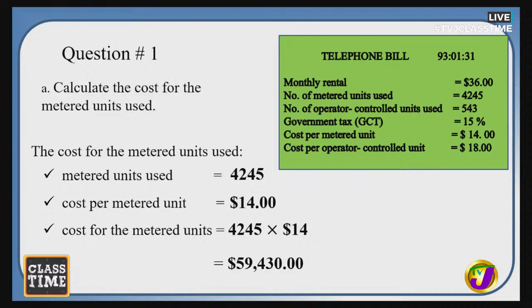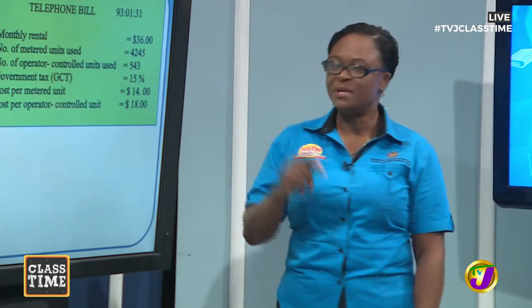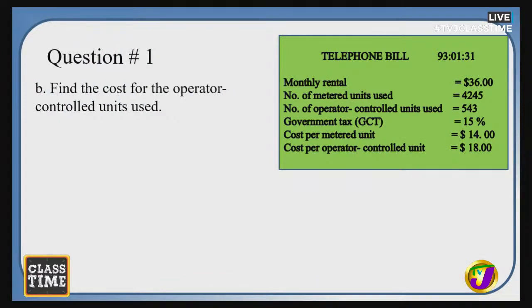Okay, so this is simple, we can appreciate this. Let us go to part B of the question. Now we have found out the cost for the metered units used. Now we are to find out the operator controlled units. It's a similar approach that we could take for problem solving.